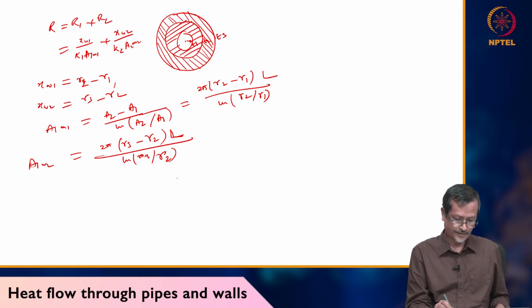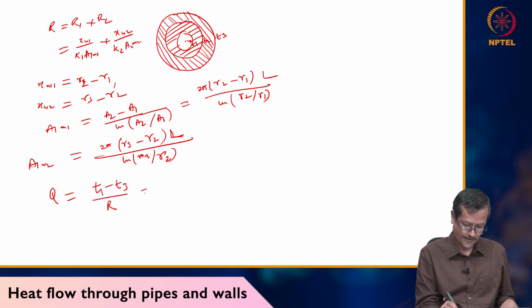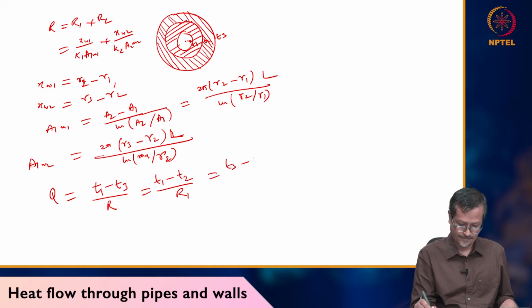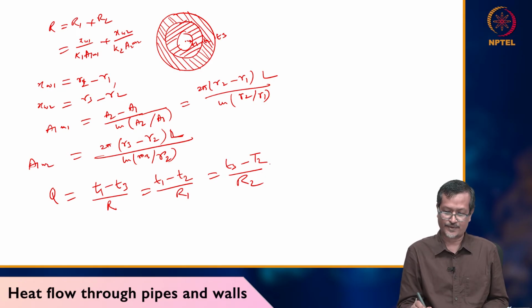The rate of heat transfer will be Q equals (T1 minus T3) divided by R, equals (T1 minus T2) by R1, equals (T2 minus T3) by R2, from which the interface temperature T2 can be evaluated.